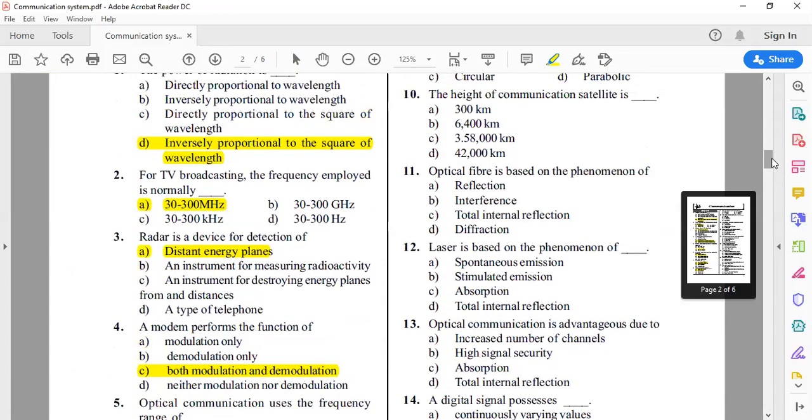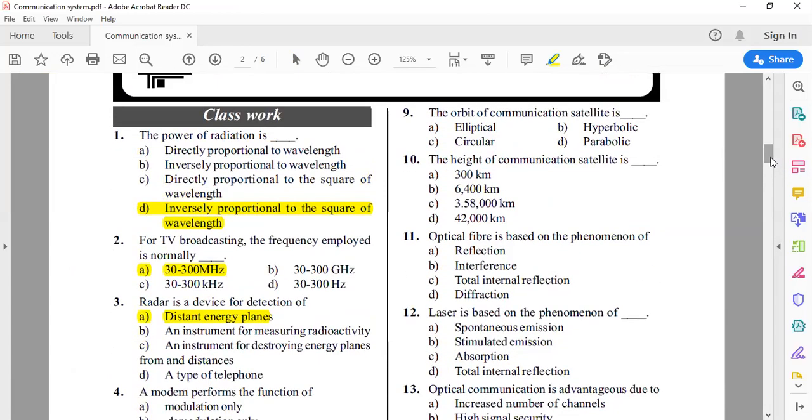Next one, question number 9. In this question, the orbit of a communication satellite is. What is meant by communication satellite? It is an artificial satellite which revolves round the earth in a circular orbit with periodic time exactly equal to the period of the earth. So the correct option for question number 9 is option C, that is the circular orbit.